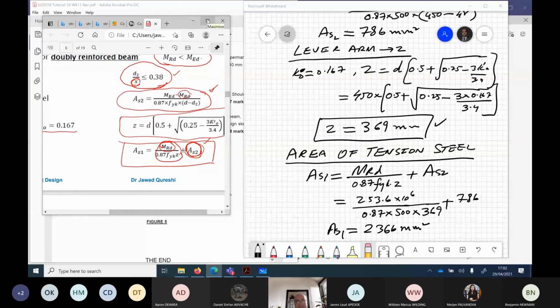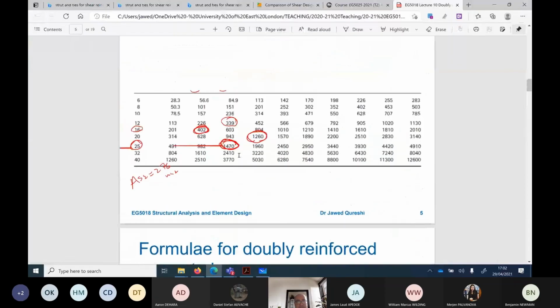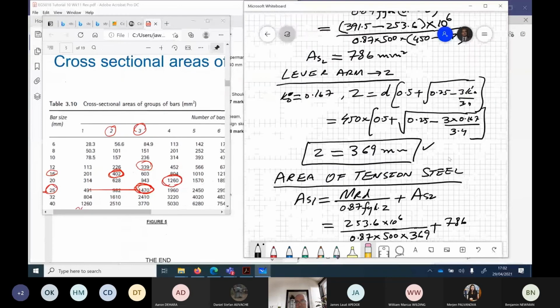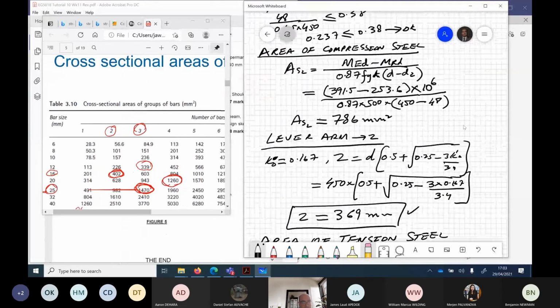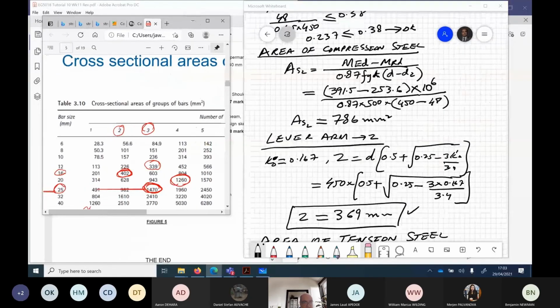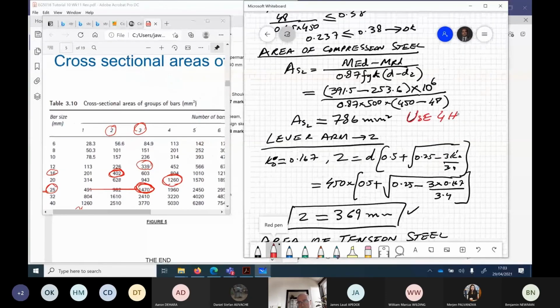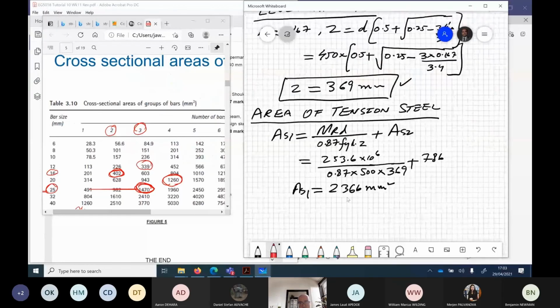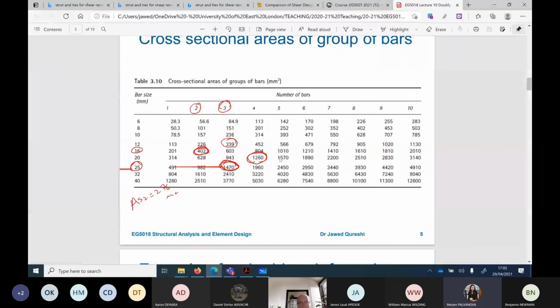Yeah. Let's first of all find out the compression one. So for compression, let us use 4 H16 bars. This will give us 804. Use 4 H16 bar, AS will be equal to 804. So 804 millimeter square for 4 bars of the 16. 2366 AS1 area is quite high. That means that I will have to use 8 of H20 bars. So 8 of them does not make much sense to me actually.